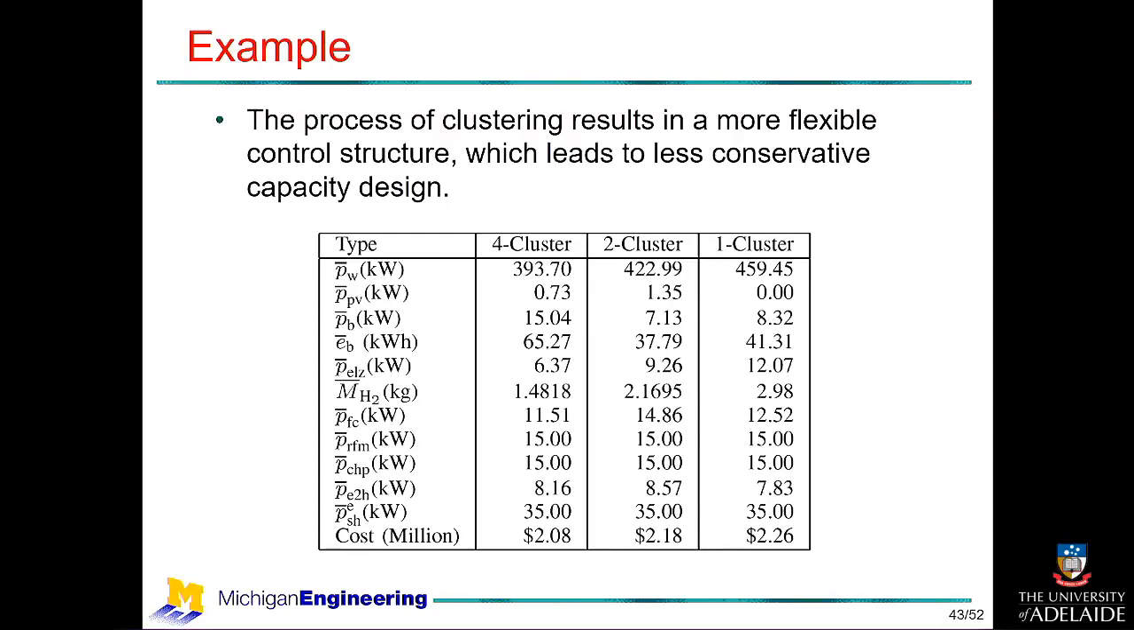And just to show the difference, for one cluster, the cost for this particular microgrid was $2.26 million. Separate into two clusters, it reduces the cost. Separate into four, it reduces it further. So there's a reduction in the conservativeness that arises by dividing the data up into a range of different clusters.